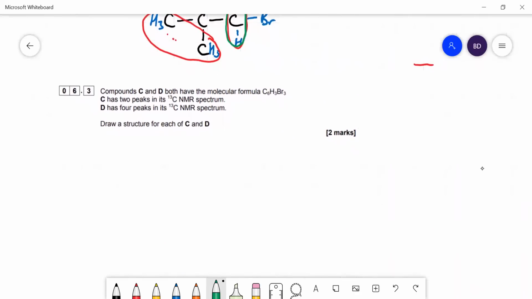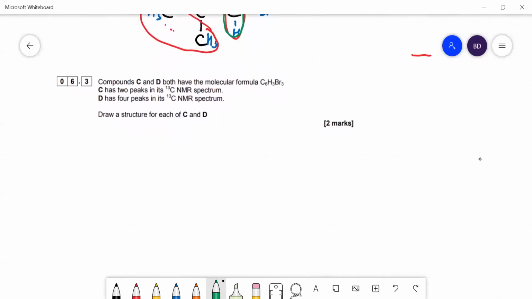Okay, compounds C and D both have the molecular formula C6H3Br3. Now let's do this, and this is all about the carbon-13 spectrum. Let's see what this could be. It can't be many things. Bromine forms 1 bond in organic compounds, so that's like having C6H6. And of course, there's a lot of unsaturation there. If it was saturated, it would be C6H14, and it's way lower than that. You've actually got 3 double bonds, and it's cyclic. This is obviously a benzene ring.